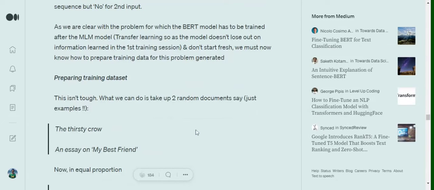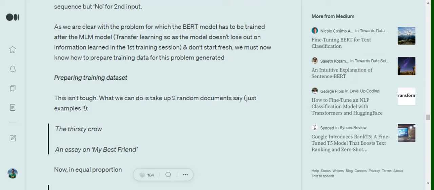So in next sequence prediction, what we are doing is trying to make the model understand, in case of multiple sentences coming in the input, whether the second sentence is associated with the first one or not, or vice versa.